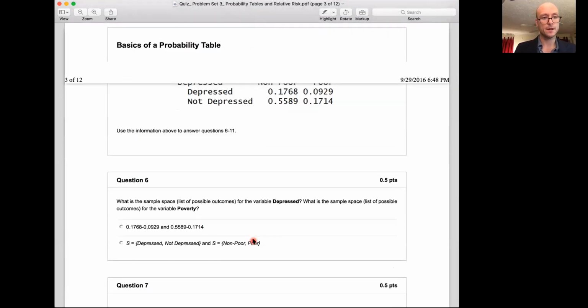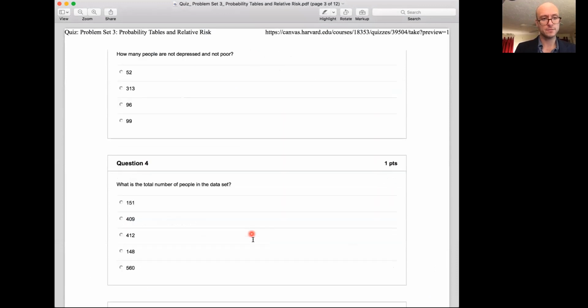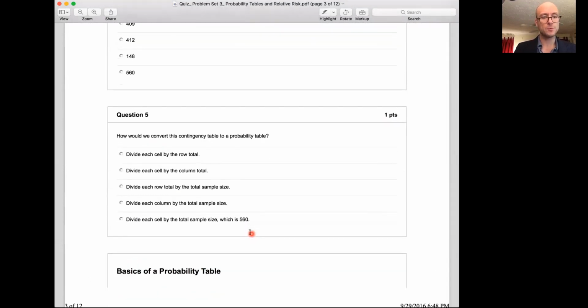Did we answer all 5? I just want to make sure. Oh, there's a 5th one. How would we convert this contingency table to a probability table?